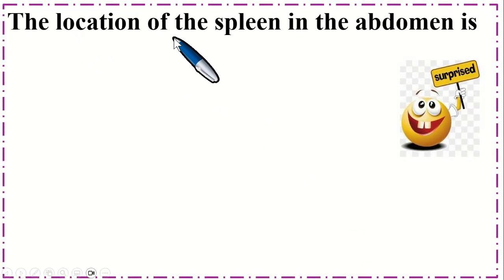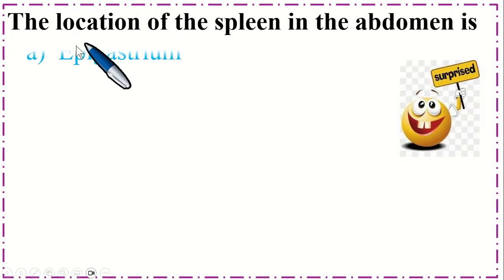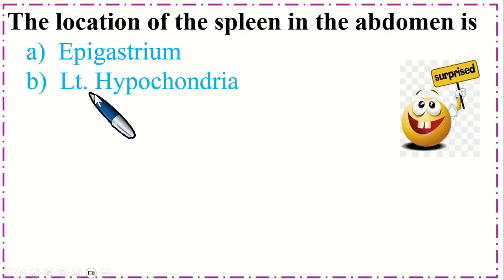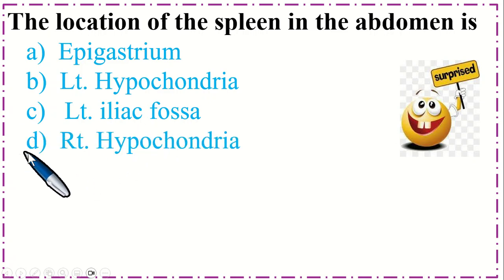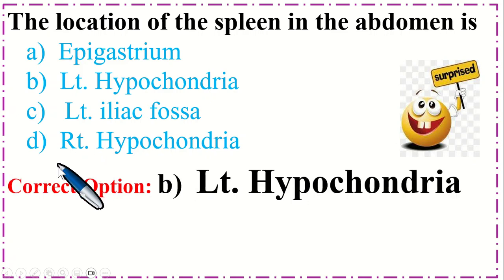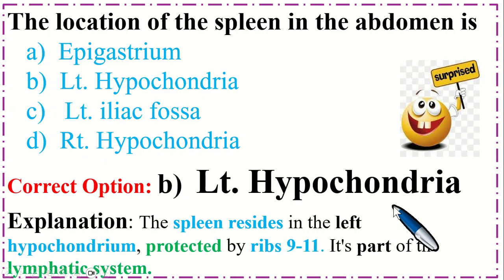The location of the spleen in the abdomen is option A epigastrium, B left hypochondrium, C left iliac fossa, and option D right hypochondrium. So the correct option is B, left hypochondrium. So the spleen resides in the left hypochondrium, protected by ribs 9 to 11. It's part of the lymphatic system.